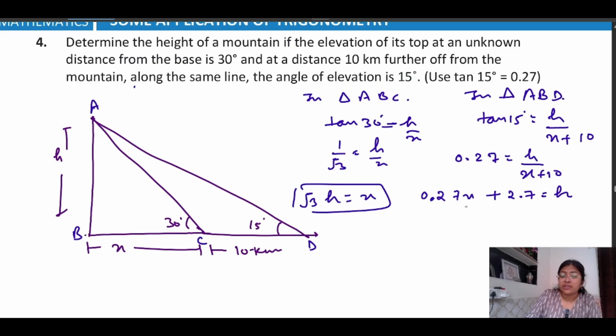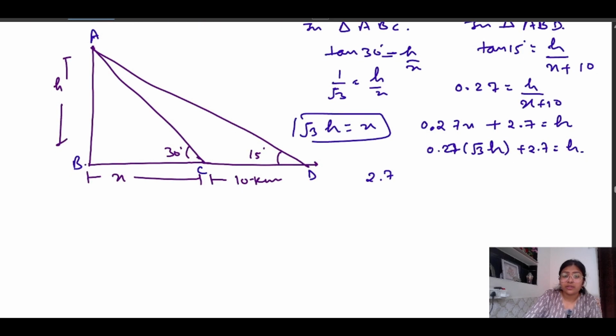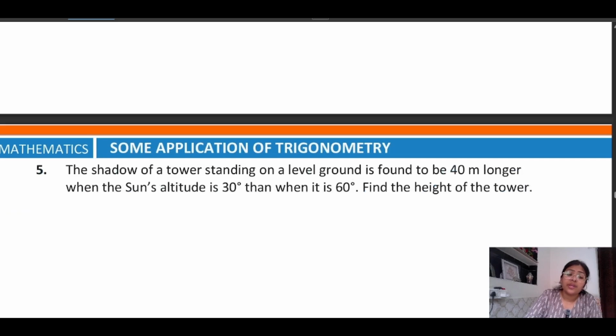The value of x is root 3h. Put this in: 0.27 into root 3h plus 2.7 is equal to h. Take h common and transpose to the RHS, you will get 2.7 is equal to h times (1 minus 0.27 root 3). Simplify this and let me know the answer. Put the value of root 3 as 1.73. Okay, now move to the next question.